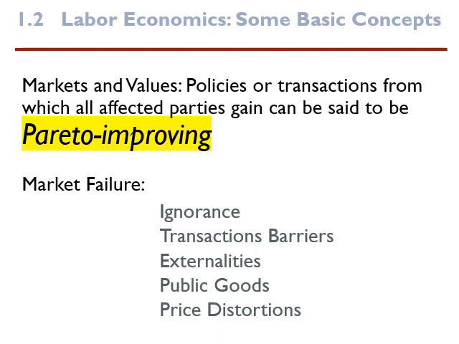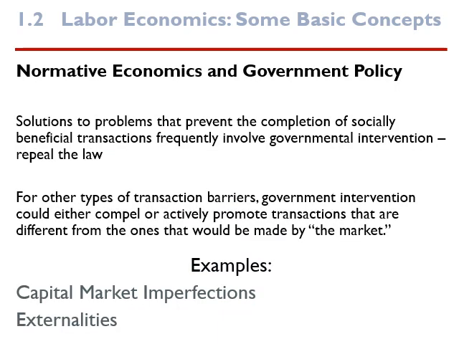طيب إيه هي solution to these problems؟ We are going to see it in the next slide. So here in this slide we are going to discuss the normative economics and the government policy. So solution to the problem we already have mentioned in the previous slides, that prevented the completion of the beneficial transaction, frequently involved governmental intervention, مثلا زي repeal the law. For other types of the transaction barrier, government intervention could either compel or actively promote transactions that are different from the one that would be made by the market. يبقى معنى كده ان ال government intervention هي اللي بتخلي ال transaction ده فعلا ان هو يحصل.